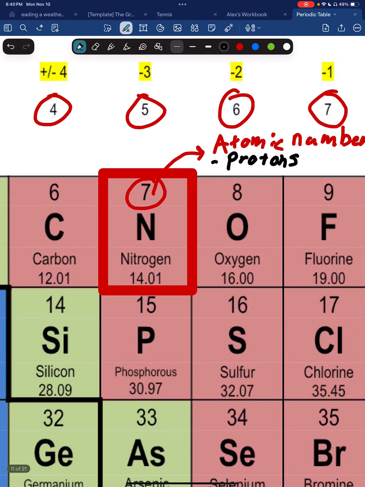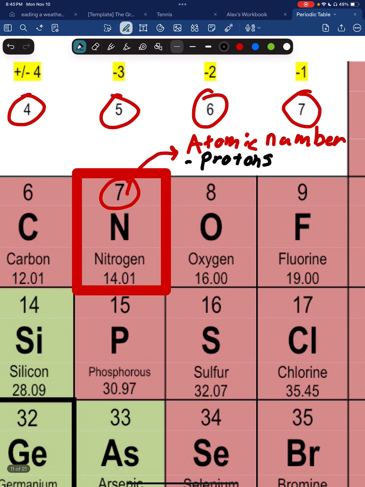Now the other thing that the atomic number tells you. Since these are all neutral atoms, what neutral atoms means is we have the same number of protons and electrons. That's what's happening here. So our atomic number not only tells you how many protons, but also how many electrons as well. Okay, so protons and electrons. In order for this to be electrically neutral, we would need to have 7 protons and 7 electrons for those charges to cancel each other out. Okay.